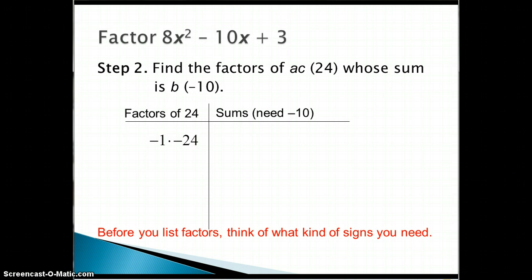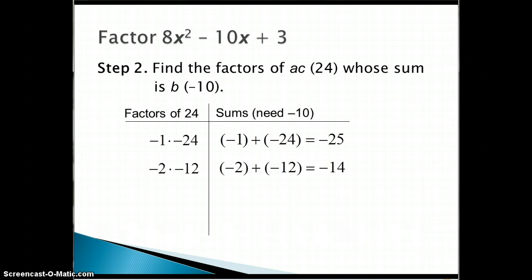So we have negative 1 and negative 24. Add those together, we get negative 25, not the sum we're looking for. So let's move to 2. Does 2 go into 24? Yes, it goes 12 times. So we have negative 12 times negative 2, and those add up to negative 14. Still not the sum we're looking for. So then 3 goes into 24, so our next pair would be negative 3 and negative 8. Those add to negative 11. We're getting close, but we still don't have the sum of negative 10 that we're looking for.